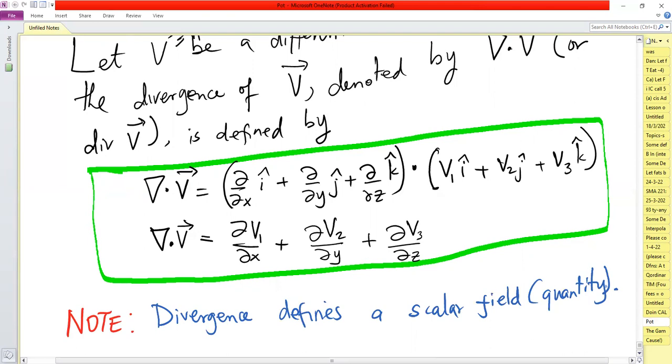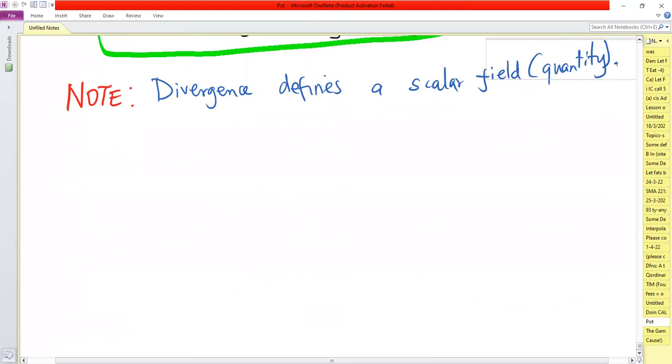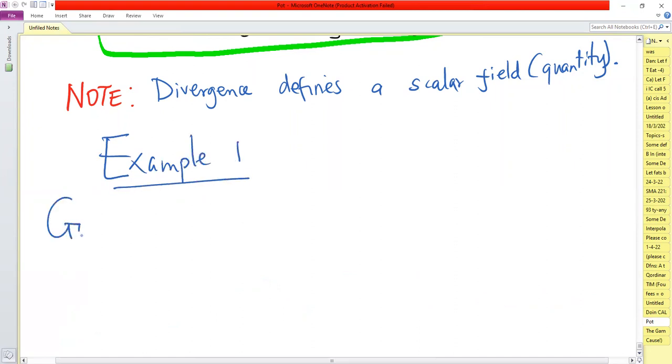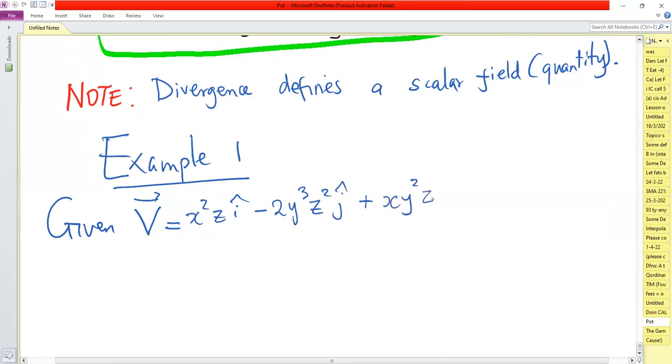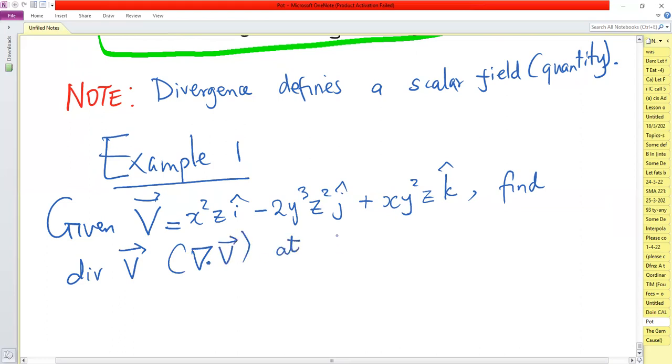So given that we have a vector V defined by x squared z i minus 2y cubed z squared j plus x y squared z k. Find the divergence of V at the point (1, -1, 1).